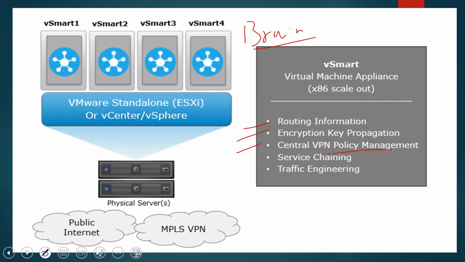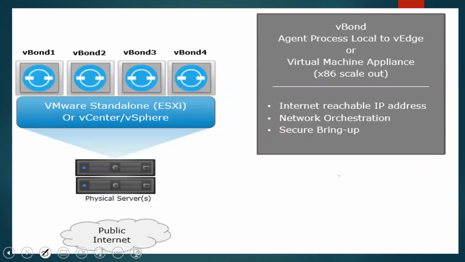It can go and do the VPN policy management, service chaining, traffic engineering. Means all sorts of intelligence, routing intelligence we have. We need vSmart and vSmart policies. So this is the policy maker. And finally, vBond, as we know, that's the orchestration. It will bring up or tear down the fabric, and it has one IP which is reachable from the internet.